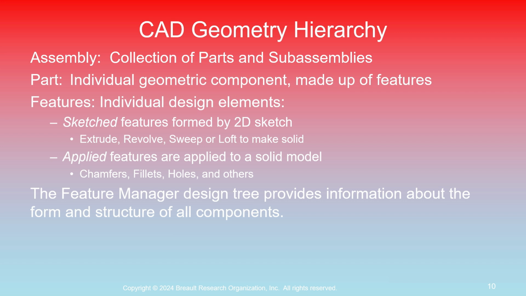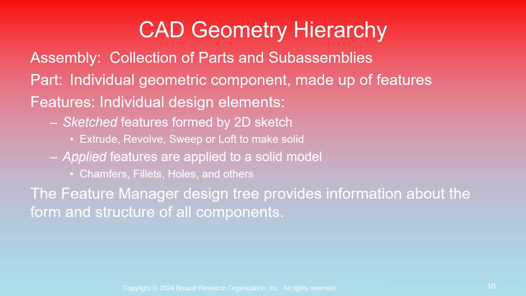A level lower than that is parts. Part files are your individual components that you made using features. For example, if your assembly is an illumination system, your parts might consist of a reflector, a target, and a source. The level underneath that is features.